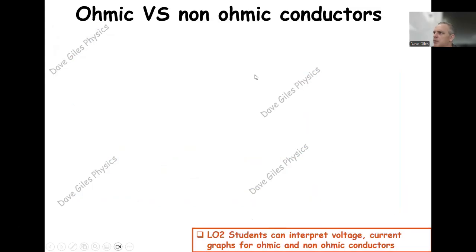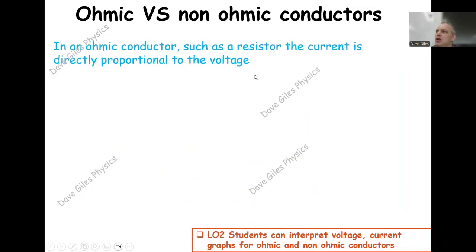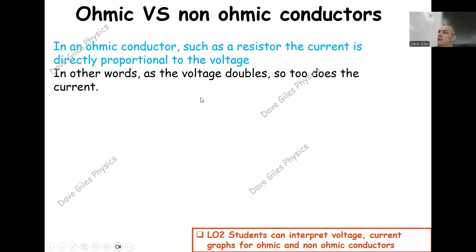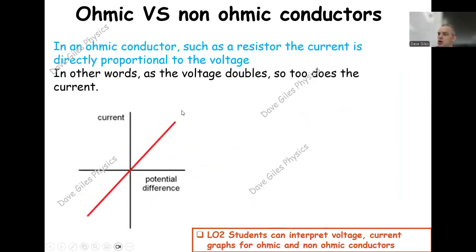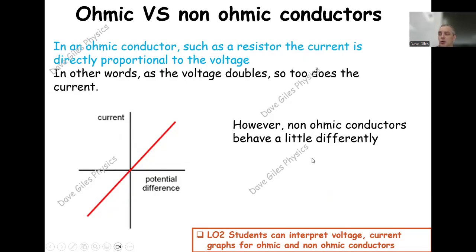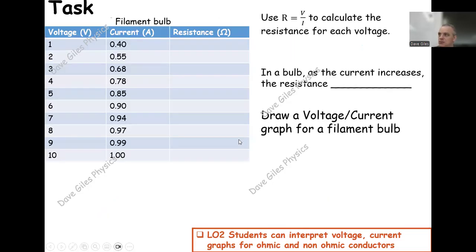In an ohmic conductor, such as a resistor, the current is directly proportional to the voltage. In other words, as the voltage doubles, so too does the current, and when the voltage or potential difference is zero, the current will be zero and vice versa. However, non-ohmic conductors behave a little bit differently. Ohmic conductors follow Ohm's law. Non-ohmic conductors are a little different.